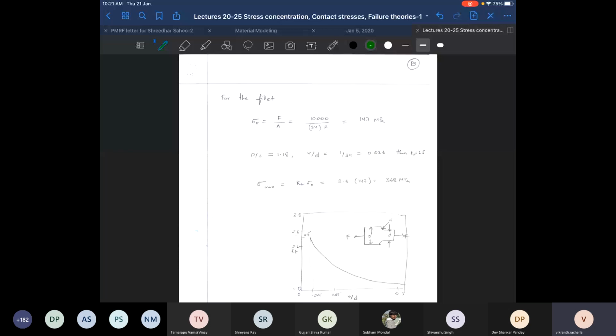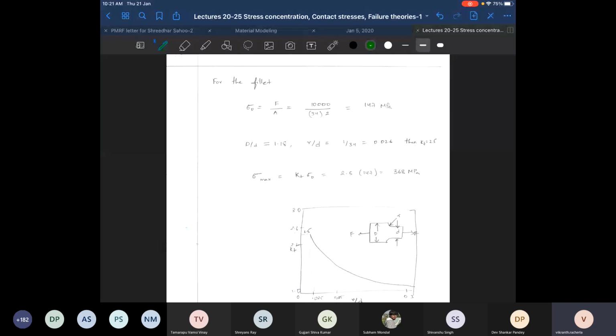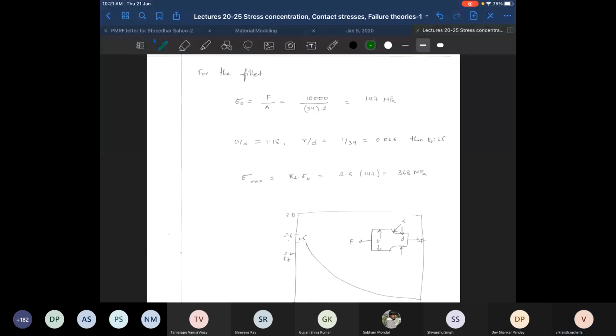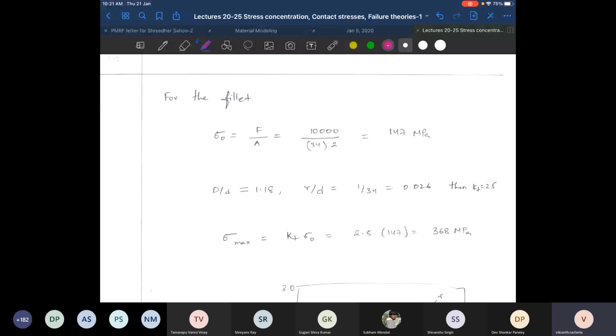For the fillet location, what is the nominal stress? The nominal stress is sigma 0, which is equal to applied force divided by cross sectional area, which is 10,000, the applied force, divided by the smaller width, which is 34 mm, multiplied by the thickness of the plate, which is 2 mm. So sigma naught is 147 MPa. That is the nominal stress.